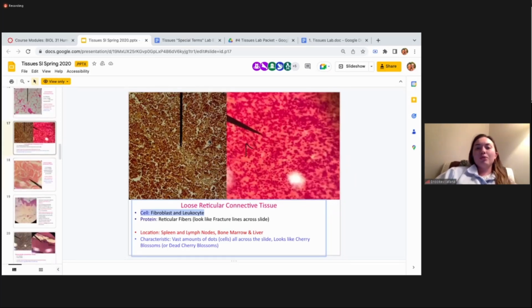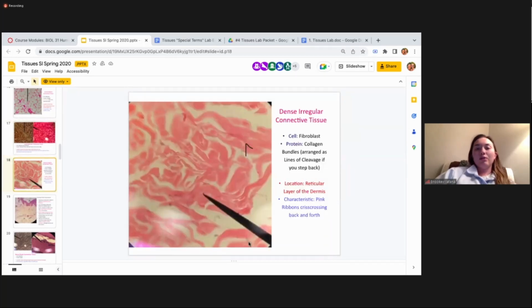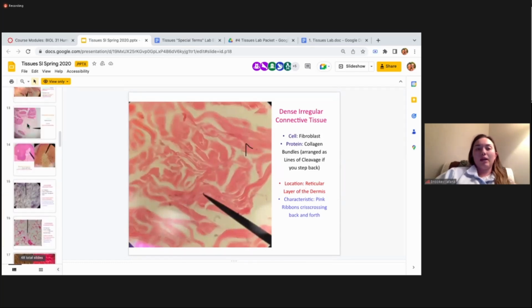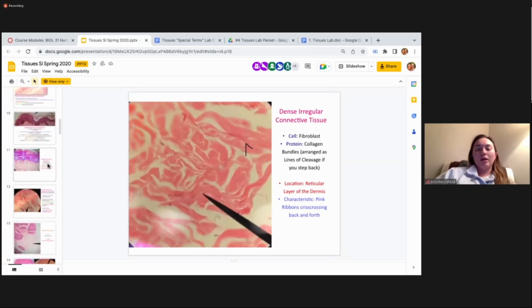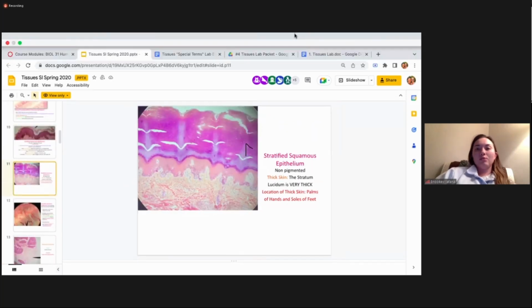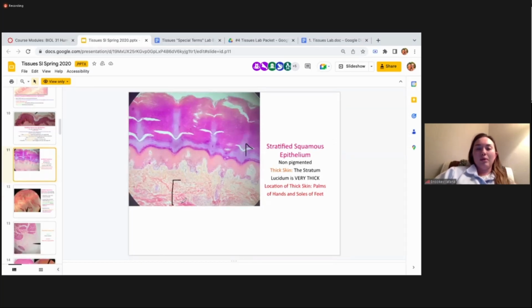So again, loose reticular connective tissue, we have dots all over the slide. Dense irregular connective tissue, this is found in the reticular layer of the dermis, like I had shown you basically up here, right? This reticular layer of the dermis is found down here. So this would be our dense irregular connective tissue.